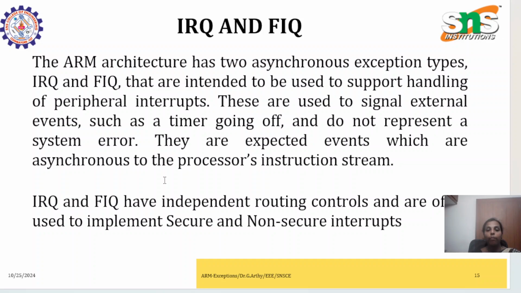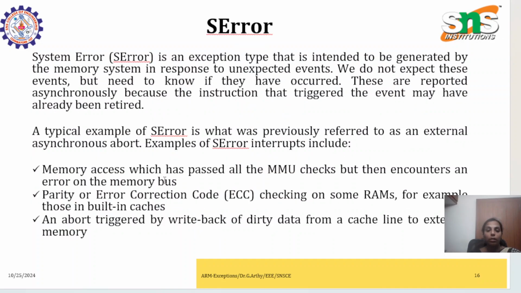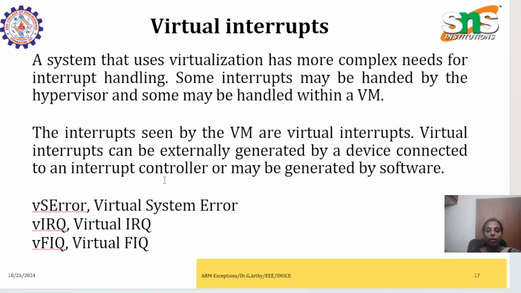Then we have the IRQ and FIQ exceptions also. IRQ and FIQ have independent routing controls and are often used to implement secure and non-secure interrupts. Then we have virtual interrupts. A system that uses virtual interrupts has more complex needs for interrupt handling. Some interrupts may be handled by the hypervisor and some may be handled within the VM.